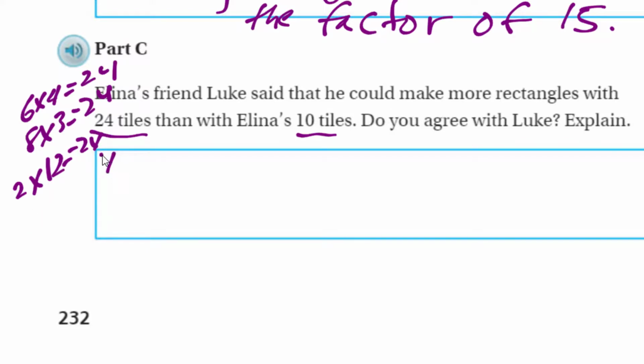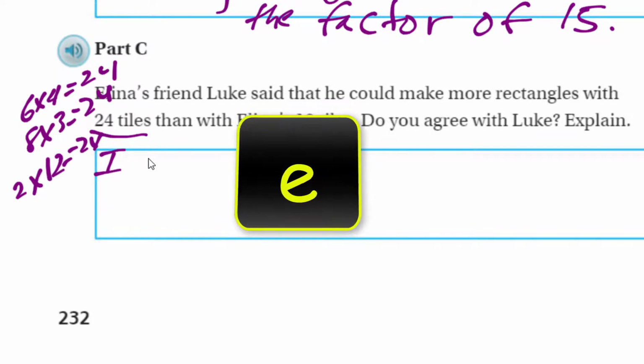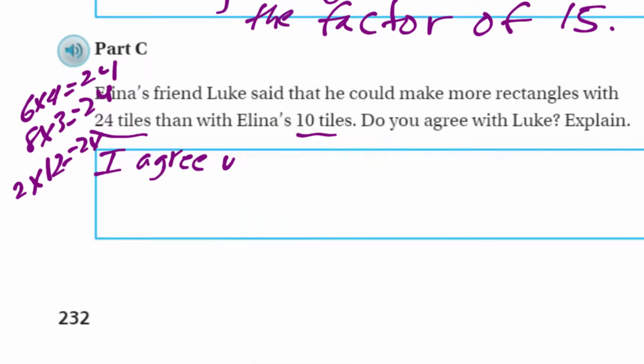Oh, wait. What's the question? Alina's friend Luke said he could make more rectangles with 24 tiles. Do you agree? Yes, I do. I agree with Luke.